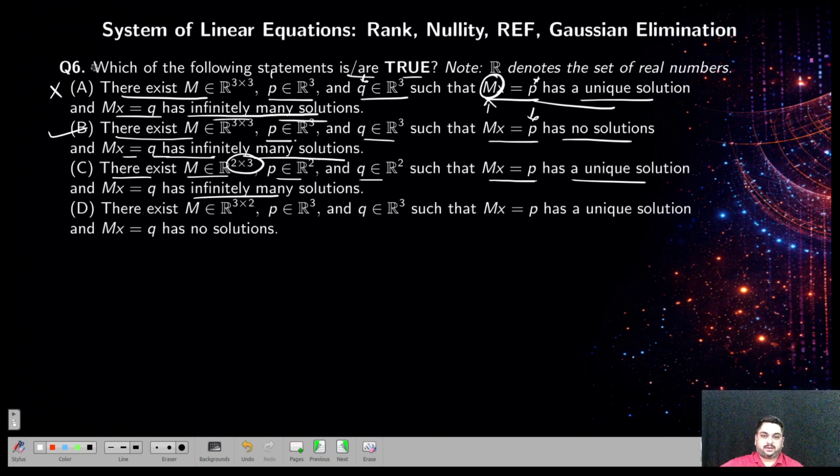We have changed the order of this matrix, but it is the same as the first one. Now D. There exists a 3 cross 2 matrix M such that Mx equal to P has a unique solution and Mx equal to Q has no solution. Again, same as the first one. So it is based on the number of unknowns and the rank nullity theorem. You have solved many such problems and you know the property. So just go through my video lectures, you will get it in depth.